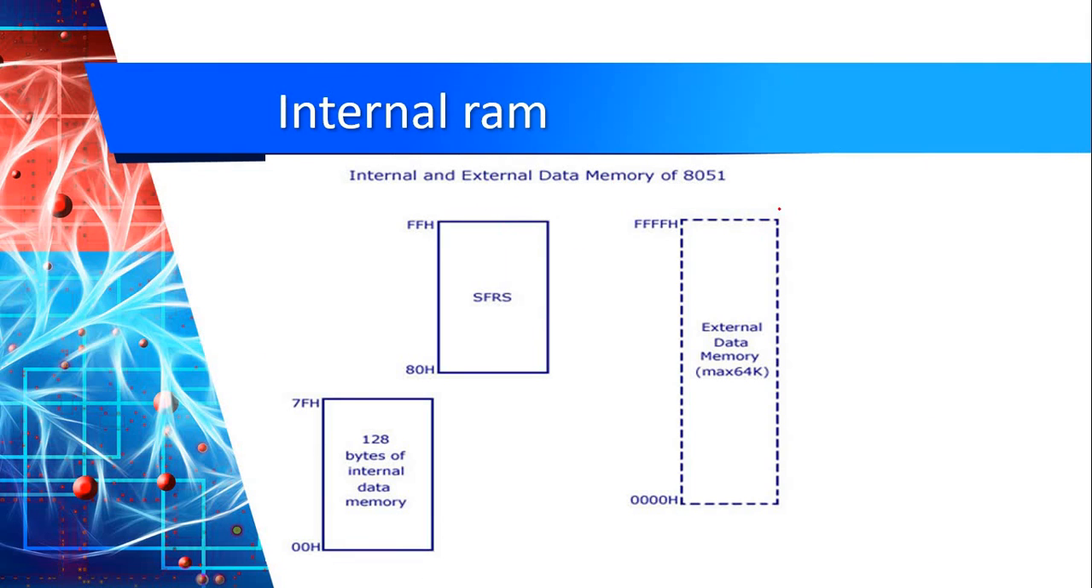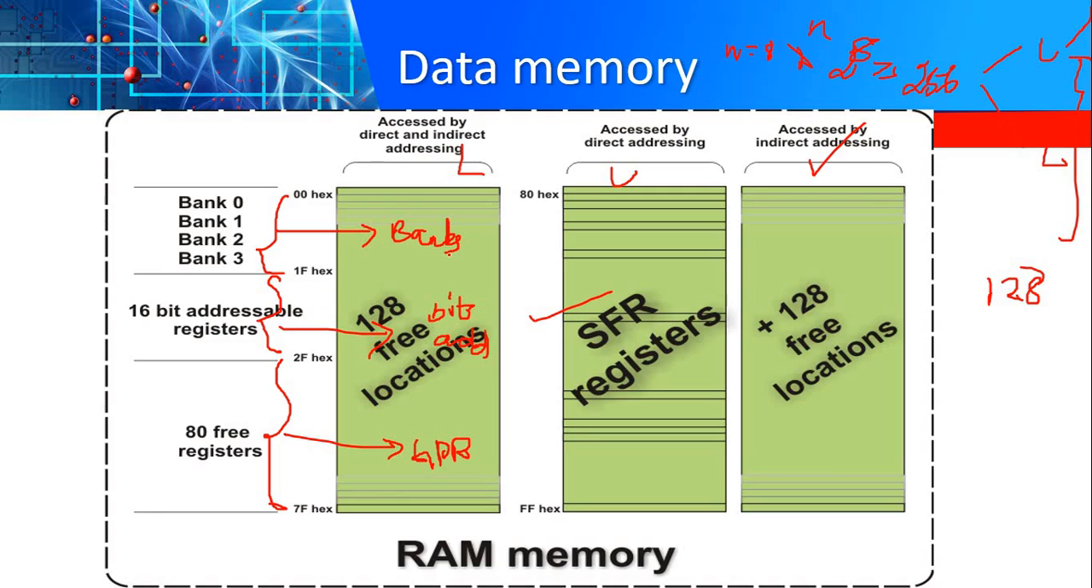See the internal RAM and external data RAM. External data RAM can be up to a maximum of 64 KB. Okay, the 128 bytes of internal data RAM is from 00 to 7F, that is the lower order data RAM. In that we have 4 register banks, bit addressable registers, and also general purpose registers. Okay, 00 to 1F has the register banks. It carries a space of 32 bytes.